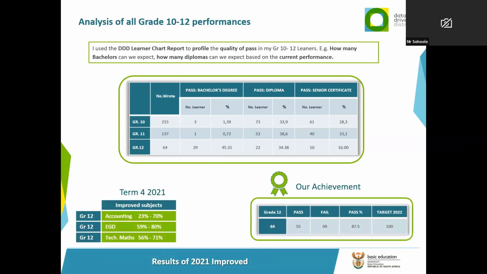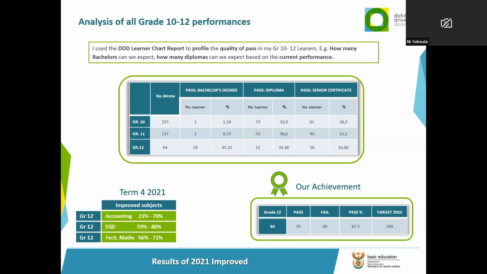Then term 4, 2021, look at the subjects that were identified in grade 10. Accounting was not performing for almost 2-3 years, but it has now improved up to 70% for the very first time. Engineering Graphics and Design, which was also not performing, was now performing at 80% for the past 2 years, 2020 and 2021. Technical Mathematics, which was giving learners a challenge, also improved from 56% to 71%. And also Technical Science, which I forgot to include, also improved.